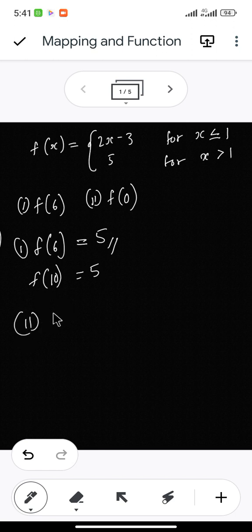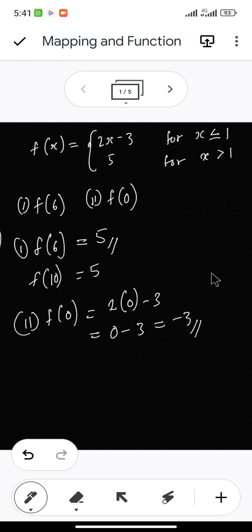So the second question, f of 0. Now 0 is obviously less than 1, so we're going to have to apply the formula because there's an x here. So you have 2 times 0 minus 3. This gives you 0 minus 3, because 2 times 0 is 0. Now f of 0 gives you negative 3. So this is basically what the piecewise defined function is all about.